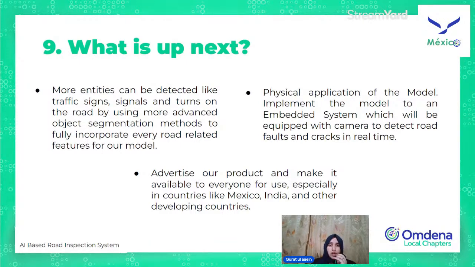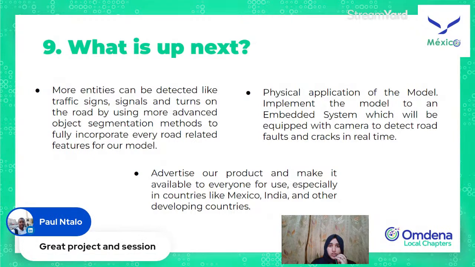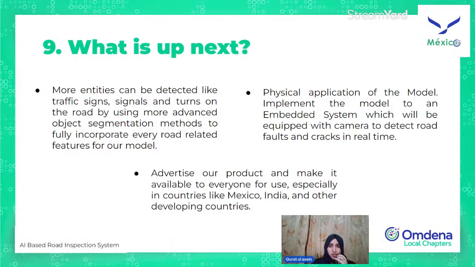So now we will talk about what can be our next moves in the development of this project. Using increasingly sophisticated object segmentation techniques, more entities can be recognized, such as traffic signs, signals, and turns on the road, allowing us to fully incorporate all road related characteristics into our model. We aim to incorporate more advanced object segmentation methods to detect a wide range of entities, including traffic signs, signals, and road turns. Additionally, we intend to deploy our model in an embedded system equipped with a camera to detect road faults and cracks in real time.